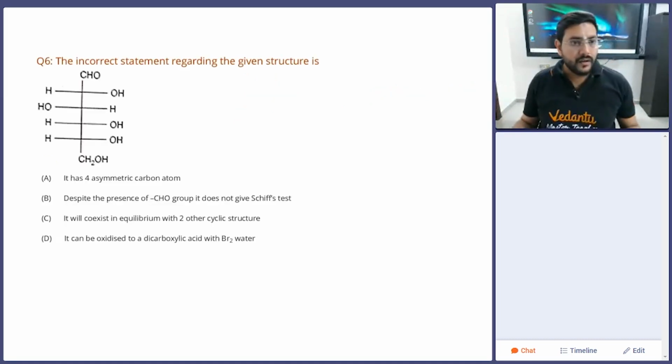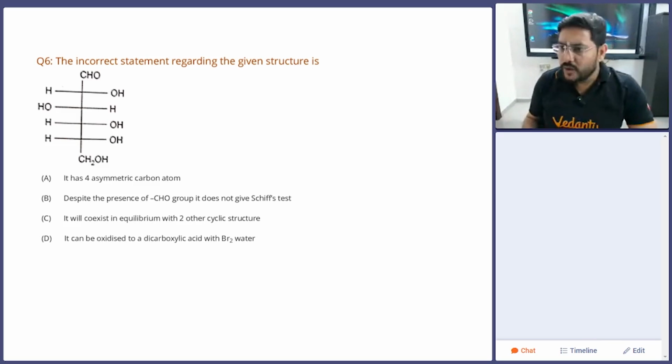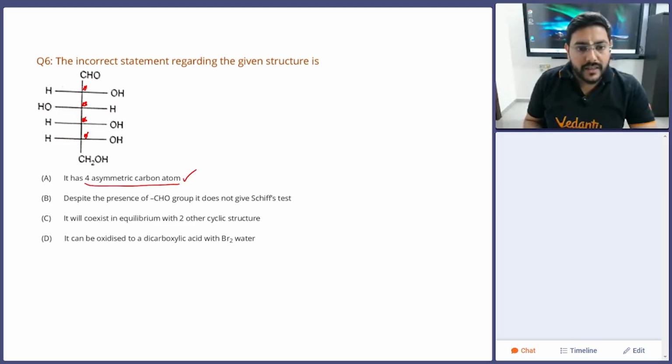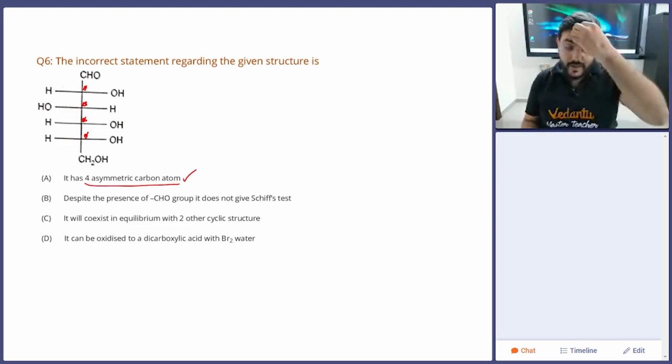Here, what they are saying is: the incorrect statement regarding the given structure. First of all, it's a glucose. It has 4 asymmetric carbon atoms. Let's figure it out. This is a chiral center 1. This is 3. And this is 4. So 4 chiral centers are there. This statement is 100% true. Yes or no? Come on.